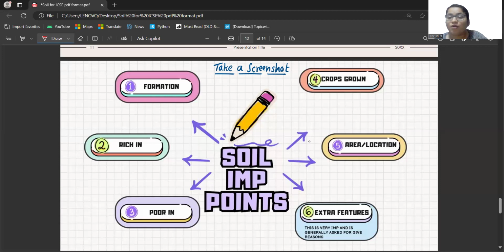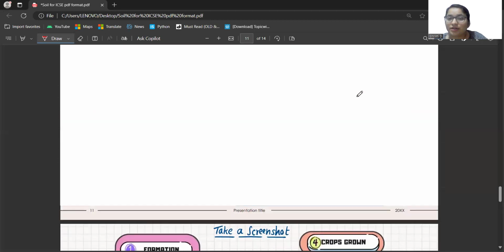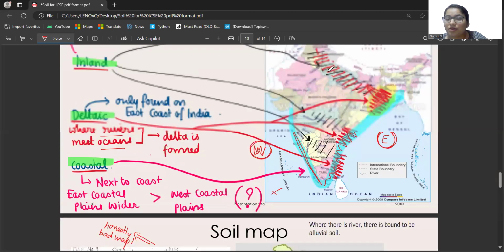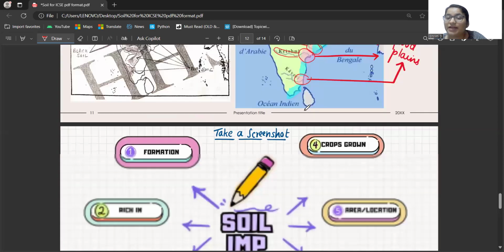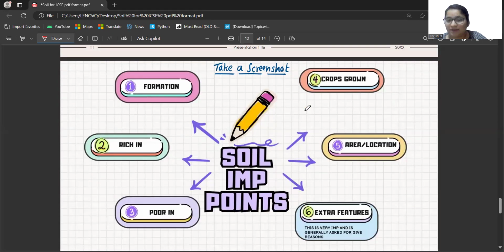Okay, then area and location, you know area and location as well. मैप में देख लो, you don't have to study it. How do you remember? देखो नॉर्दर्न इंडिया में ऊपर की तरफ नॉर्दर्न इंडिया में है. Then along eastern coastal plain where the river meets what? Where the river meets the ocean. Okay, so deltaic region of southern India. And extra features. Now extra features is important. Extra features मतलब क्या? वही मैंने जो तुम लोगों को बताया, भादर खादर भानगर soil.